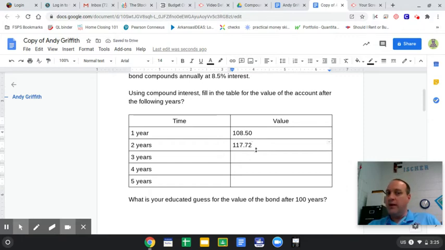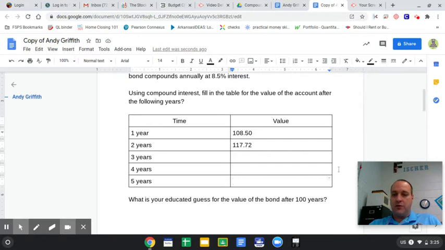So now you take 8.5% times this and add it back. And that gets you your 3 years, and then 8.5%, and then 8.5%. So you keep filling out the chart by multiplying 8.5% interest and adding it back to the one above it.